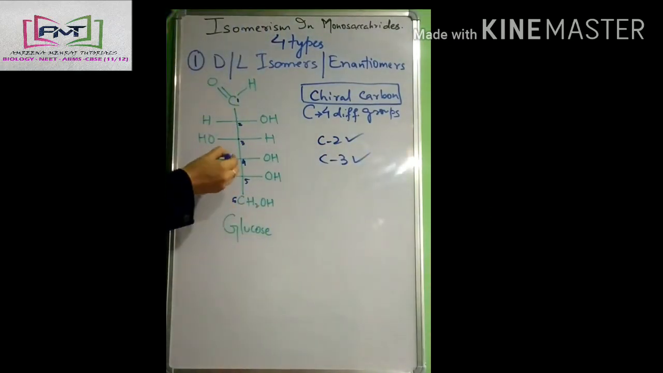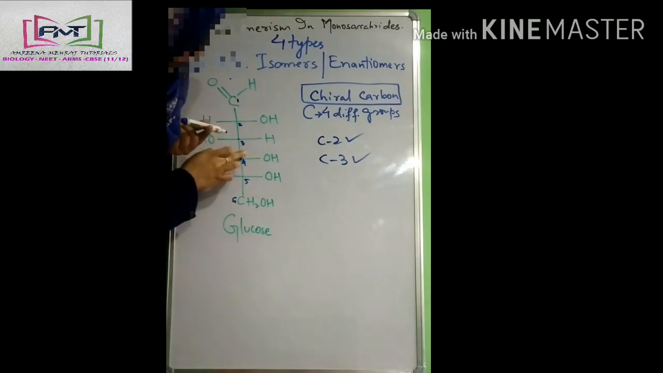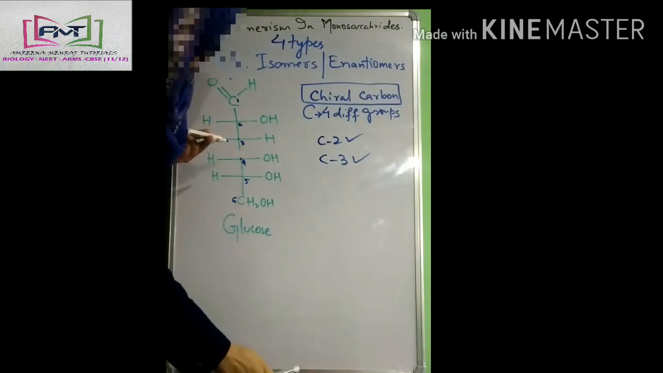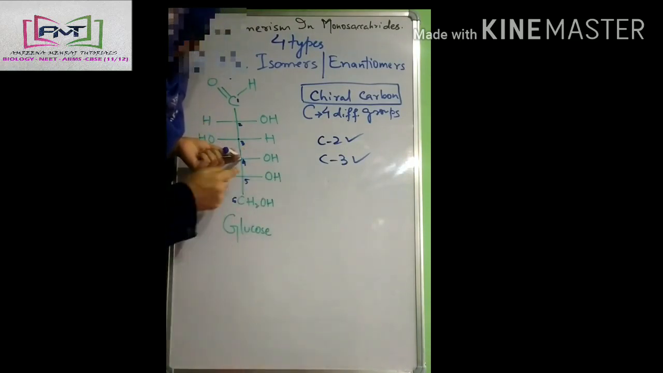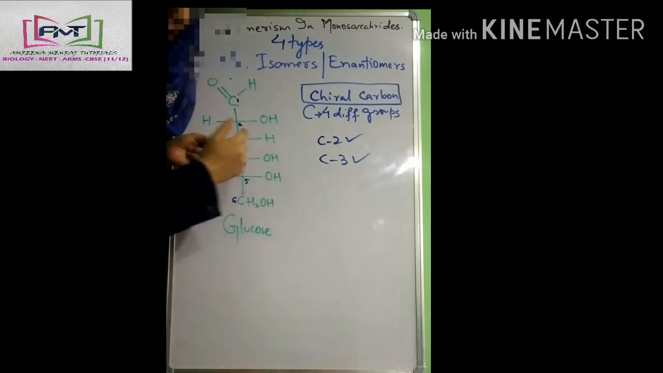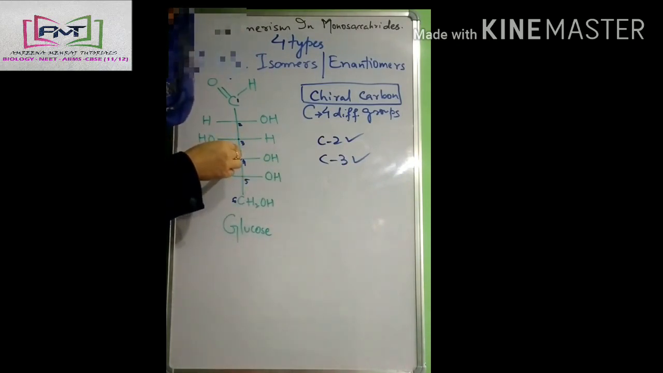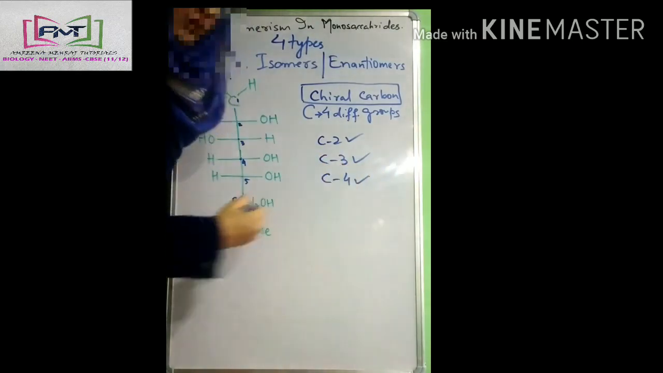Okay. Now look at carbon number 4. Is it chiral? I have to keep it always correct, okay? From one side you have a chain of 2 carbons. From another side you have a chain of 3 carbons. From this side you have hydrogen. From this side you have hydroxyl. This is also attached to 4 different groups. So carbon number 4 is also chiral.